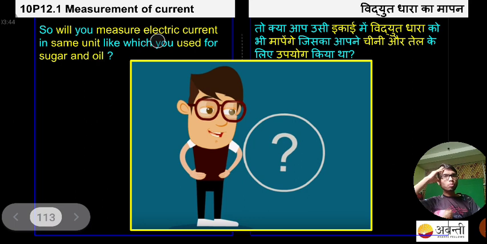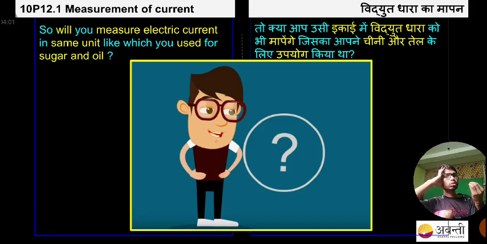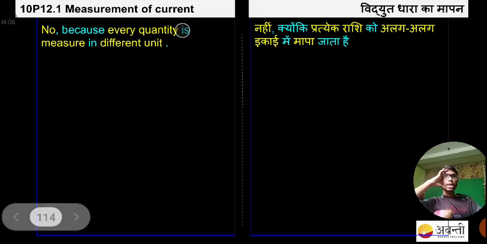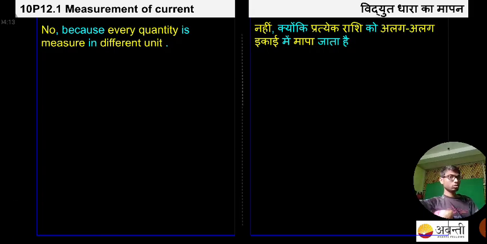So will you measure electric current in the same unit that you used for sugar and oil? No, the unit will be different for electric current. For oil we use the unit liter. For sugar we use the unit kg. Because every quantity is measured in a different unit.